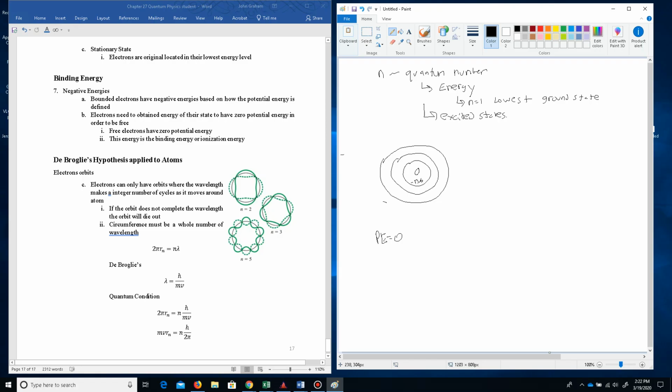And so what it is kind of looking at is for these electrons to eventually get out, they have to gain energy. So they gain energy to jump up here, and they gain energy to jump up here, and finally they gain energy enough to get free. And now I have potential energy. And so that energy that they need is what we call the binding energy.